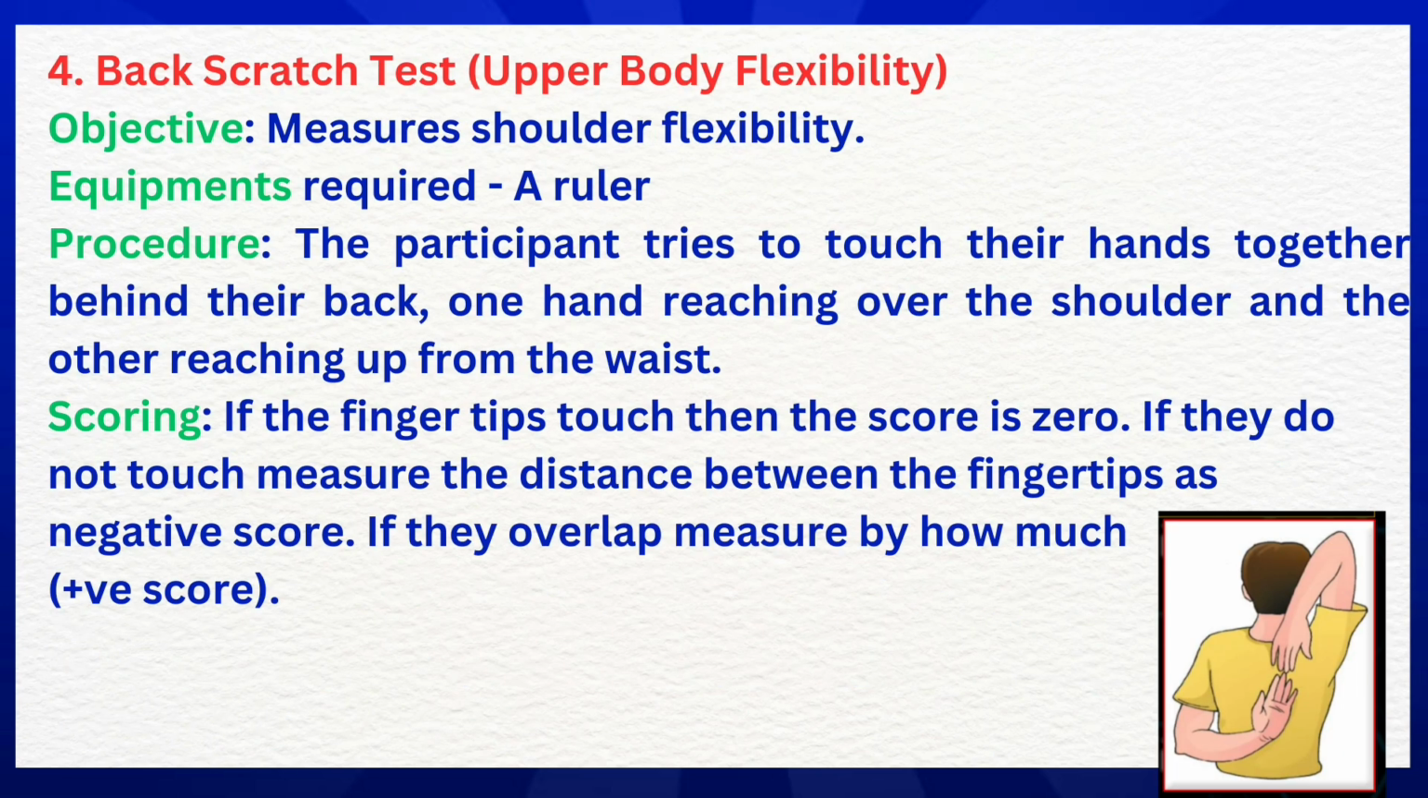4. Back scratch test. Objective: measures shoulder flexibility. Equipment required: a ruler. Procedure: the participant tries to touch their hands together behind their back, one hand reaching over the shoulder and the other reaching up from the waist.